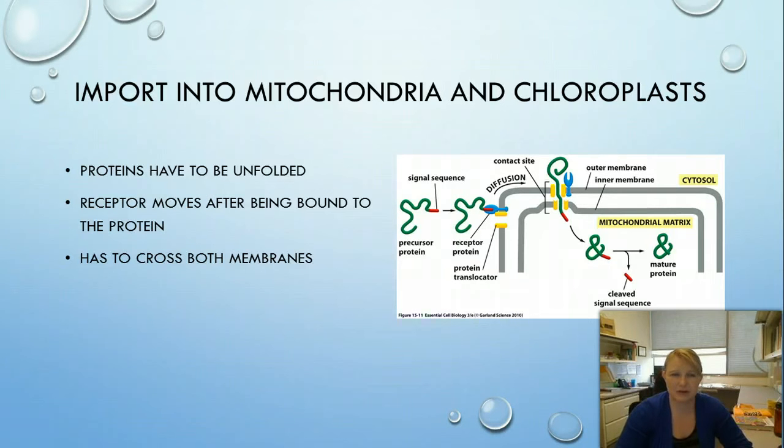So the first step is the protein has to be unfolded. They're never in their native conformation. They have to be unfolded, and that signal sequence, that little red section you can see on the slide here, is going to bind to a receptor protein. Now this receptor protein is going to move all over the membrane until it finds the contact site. Once it finds the contact site, this protein will be threaded through this pore-like structure and entered into the organelle. Once it's on the inside of the organelle, that signal sequence will be cleaved and the protein will be folded up properly, and then it can begin its function to do whatever it was meant to do.